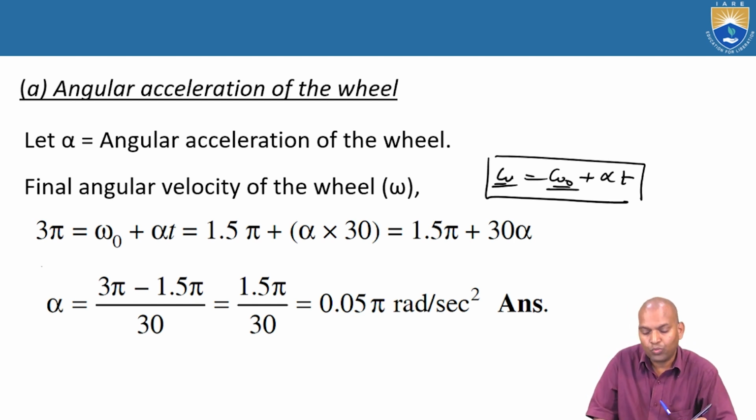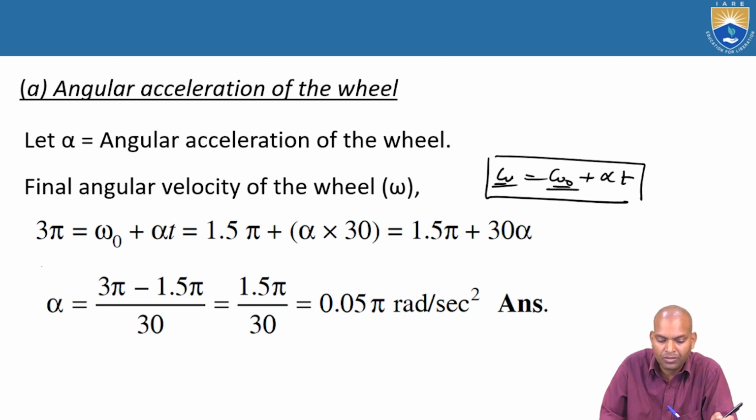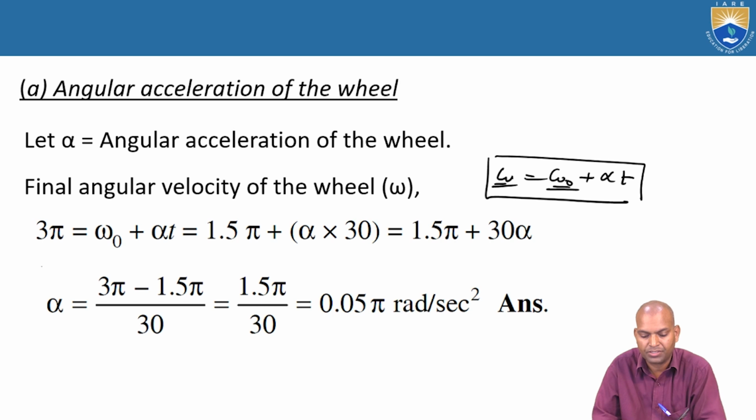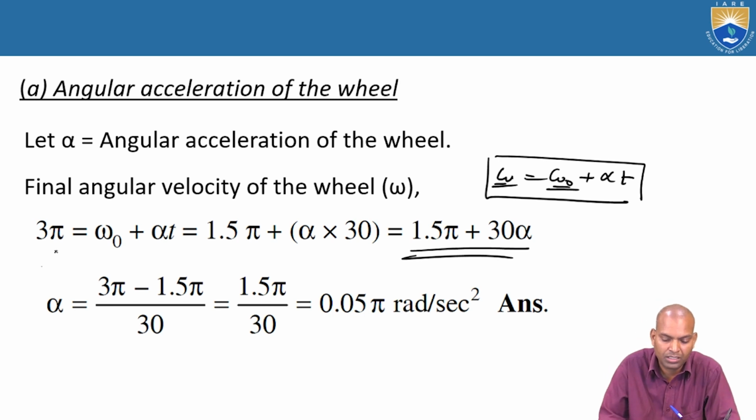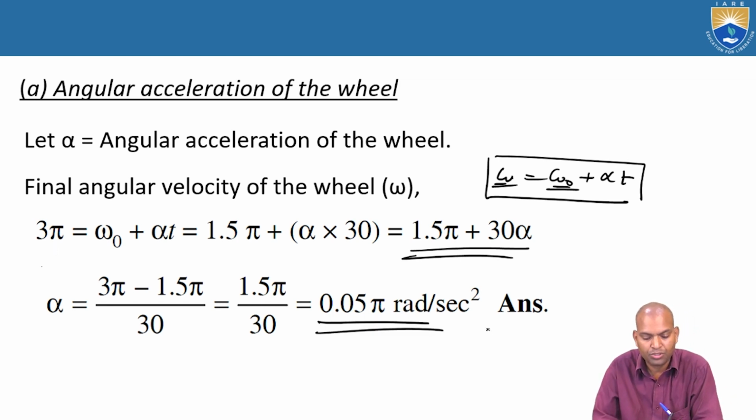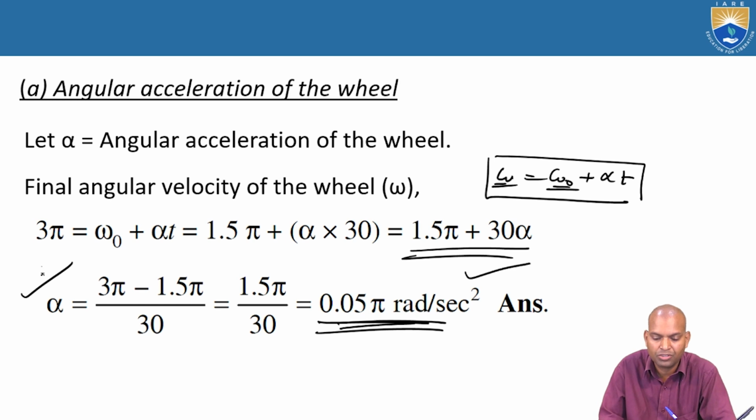By plugging those values into this equation, the equation will be obtained in terms of alpha. Omega is 3 pi, omega naught is 1.5 pi, plus alpha is unknown, and t, time, is 30 seconds. That is one of the equations. From this equation, alpha equals 3 pi minus 1.5 pi divided by 30. That is 0.05 pi radians per square second. That is alpha, the angular acceleration of the wheel.